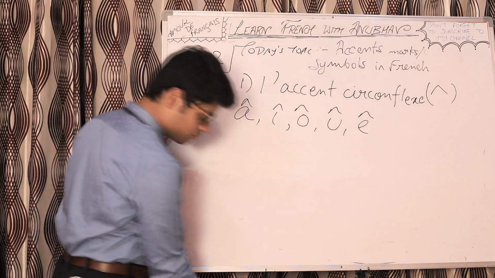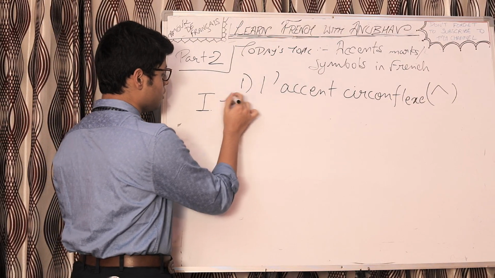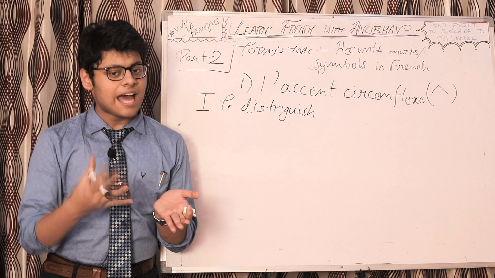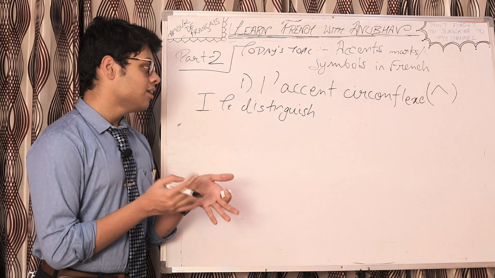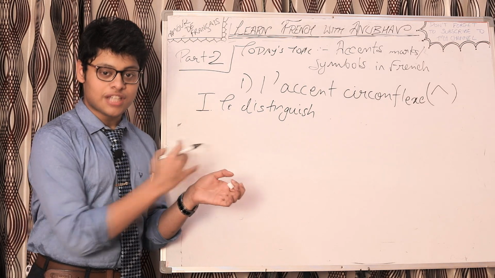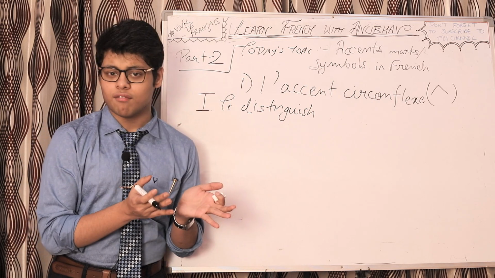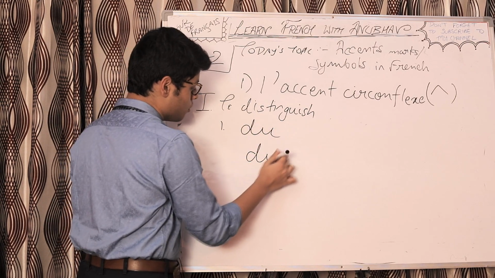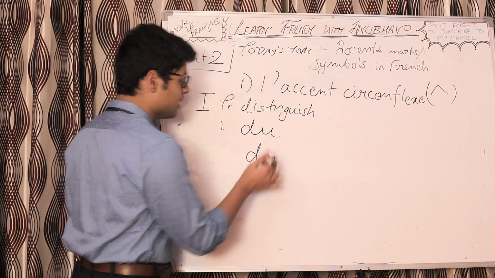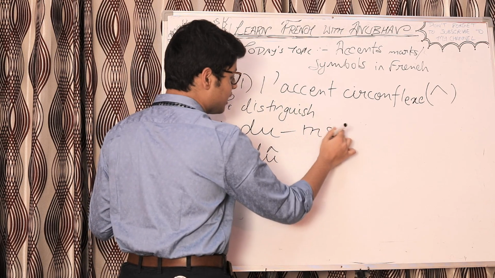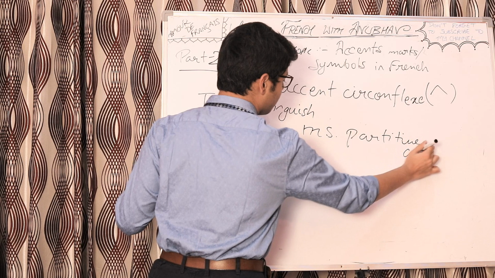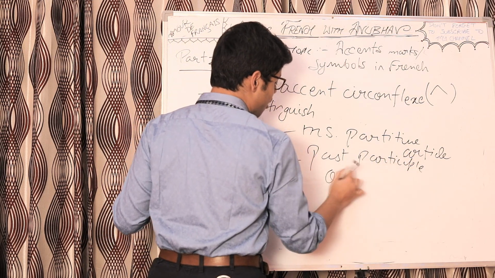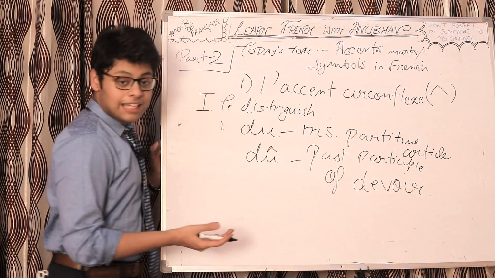And now coming towards the usage. Purpose 1: to distinguish. Distinguish between what? To distinguish between 2 words having the same spelling and the same pronunciation, but the meaning would be different. So to change the meaning, we put the accent circumflex over the vowel which is appearing in the word. Let's take the first example, du, one without the accent circumflex and one with the accent circumflex. This du is the masculine singular partitive article and this dû is the past participle of the verb devoir. See, so much difference.